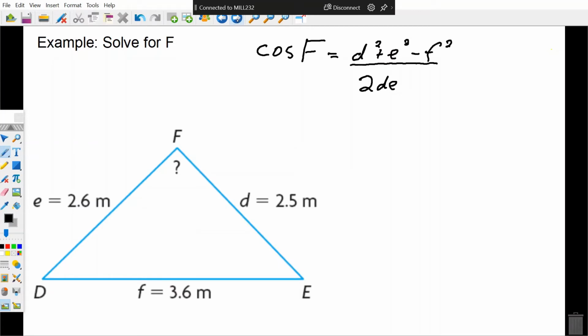So in this example, I'll give you a moment to write down the triangle. In this example, they're asking us to find f, angle f, okay? So here, this is a side, side, side triangle. And what we need to do is we need to find the angle f.